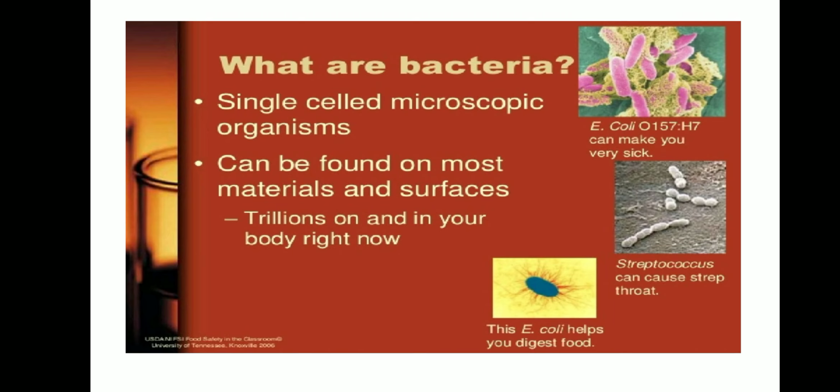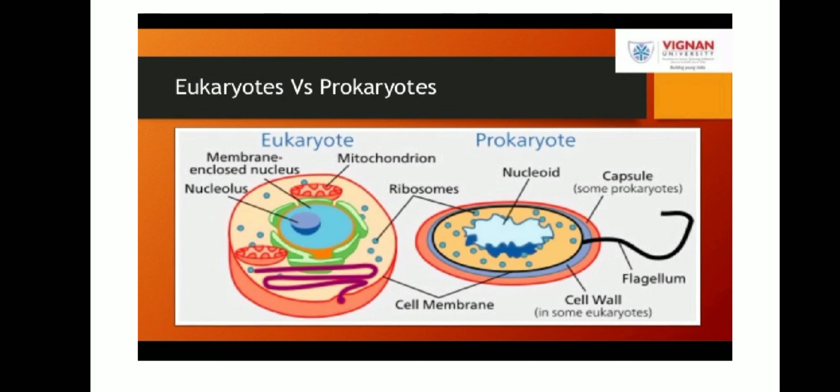There are two types of cells, eukaryotes and prokaryotes. Multicellular organisms are eukaryotic. Why? They have a well-defined nucleus with a nuclear membrane. But unicellular or single-celled organisms like bacteria are prokaryotes. Why are they prokaryotes? They don't have a well-defined nucleus and nuclear membrane. So, they come under the prokaryotic cell.